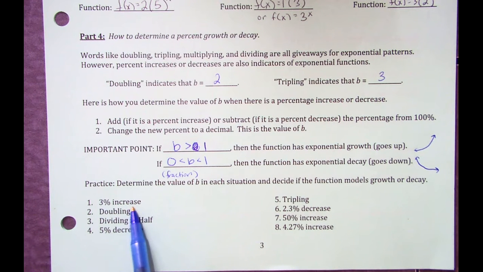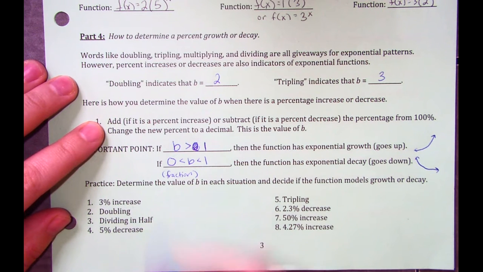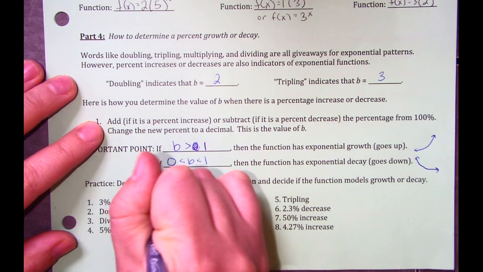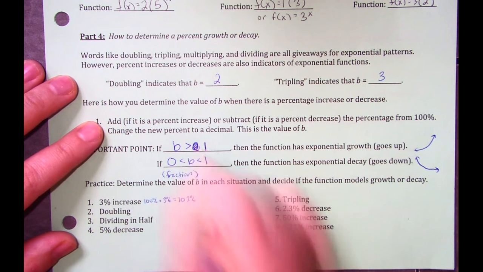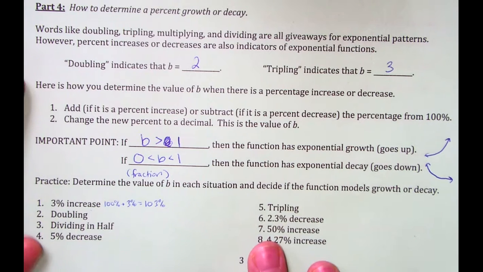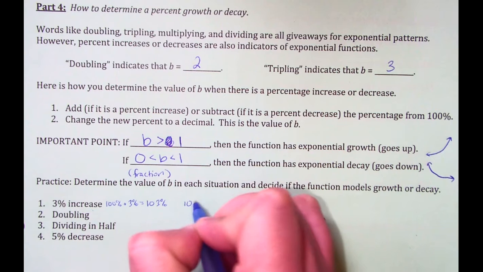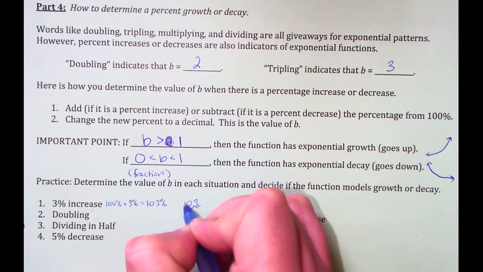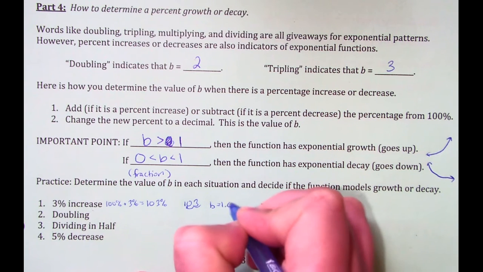So a 3% increase, up here, we're increasing, so it says that we add the percentage to 100%. So we'll say 100% plus 3% equals 103%. So we have 100% plus 3% equals 103%. And then we take our percent and we change it to a decimal, and that's the value of b. If you want to change a percent to a decimal, you move the decimal over to the left 2 spots. So b is 1.03.